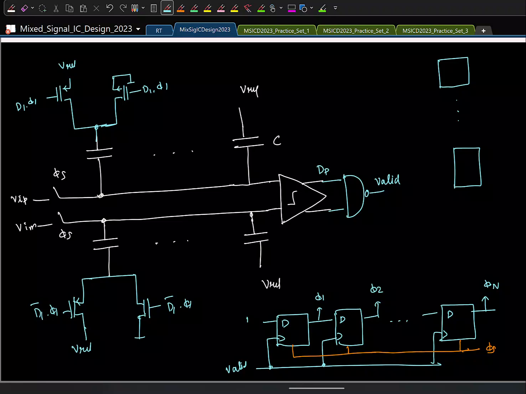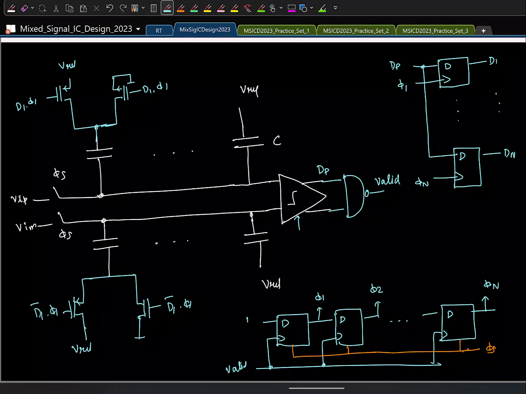Let us say this is the plus input of the comparator. That is given like this. So this will be clock phi 1, this will be phi n. This will give all the data D1 to Dn.